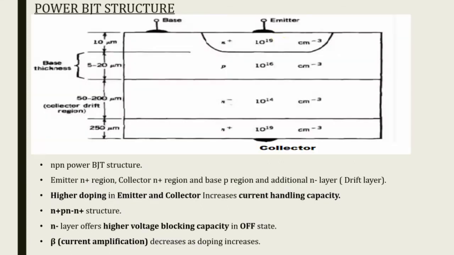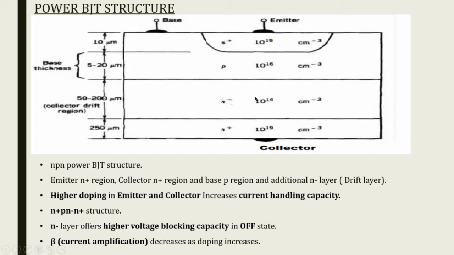Okay, now next slide. This is the power BJT structure. Here you can see one N plus layer, one P layer, one N minus layer, and N plus layer. N plus denotes highly doped N region. Here there is no plus or minus symbol, so P denotes moderately doped P region. N minus means lightly doped N region. N plus again means highly doped N region. Here doping concentration is also given. Highly doped means around 10 raised to 19 centimeter cube.